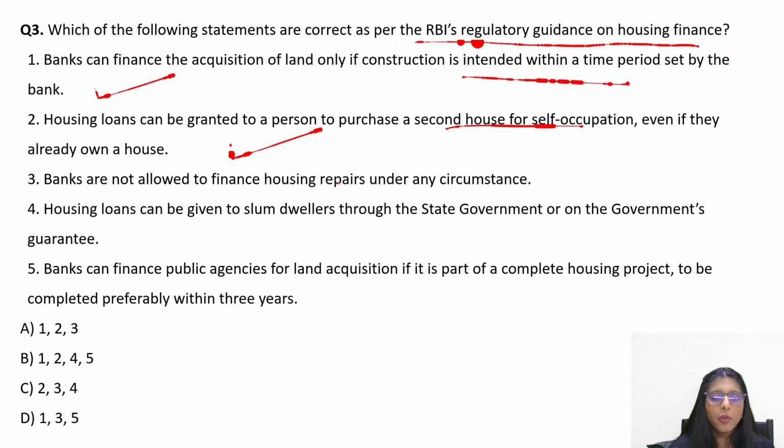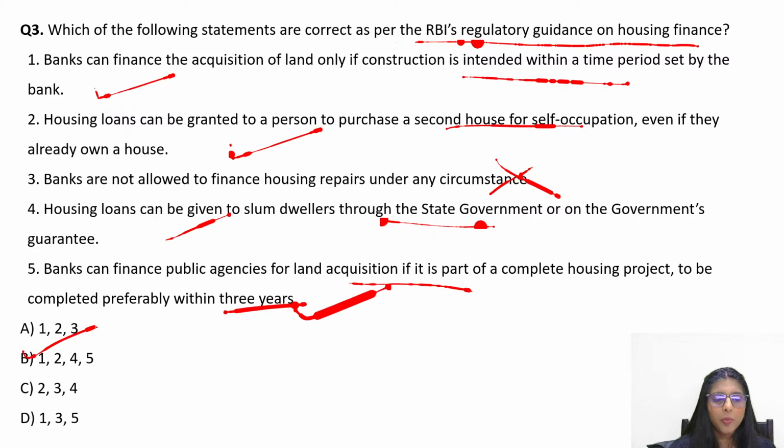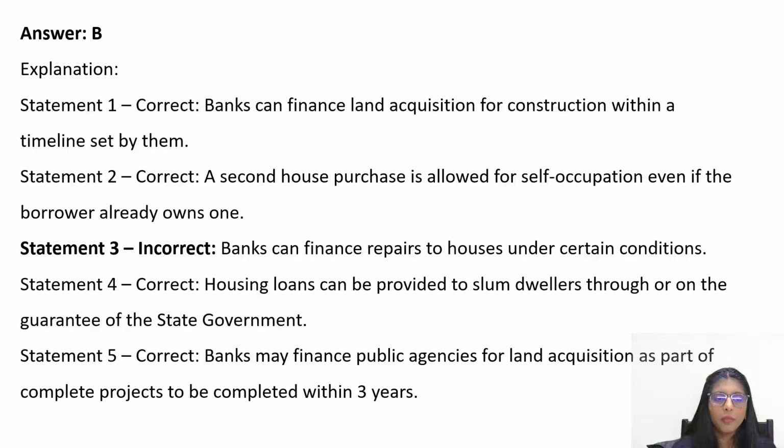Banks are not allowed to finance housing repair under any circumstances. It's incorrect. Bank can finance repair to house under certain conditions. Housing loan can be given to dwellers through state government or on the government's guarantees. Yes, it is. Bank can finance public agencies for land acquisition if it's part of a complete housing project to be completed preferably within 3 years. Yes, correct. So which are the correct statements? 1, 2, 4, 5 are correct statements. That is option B, the right answer.